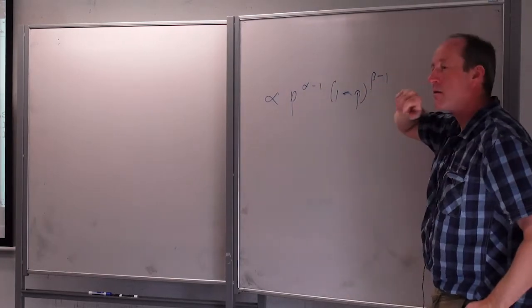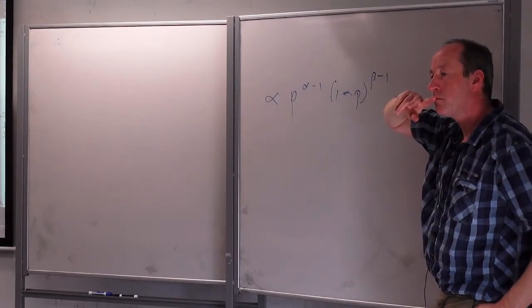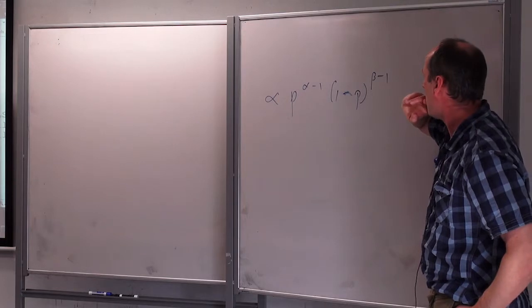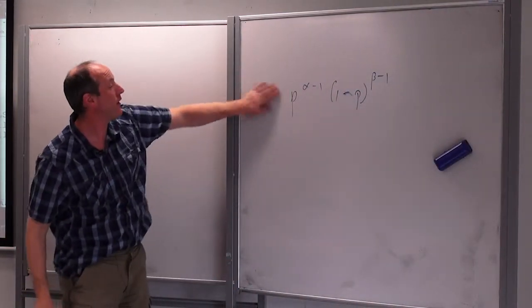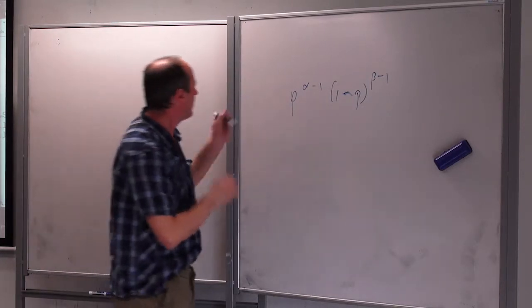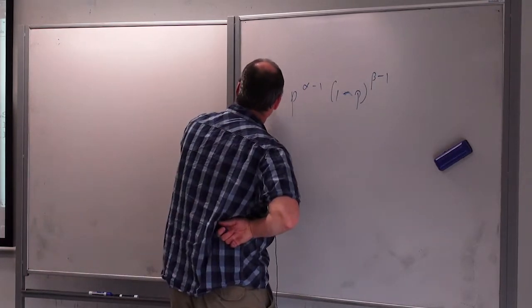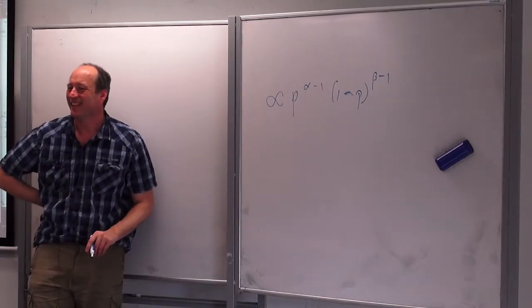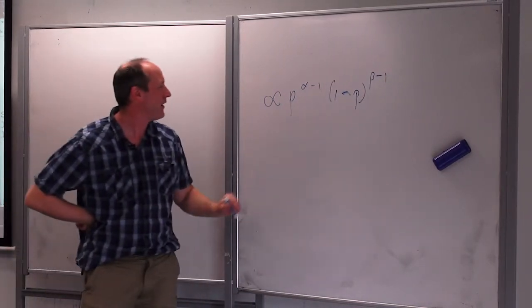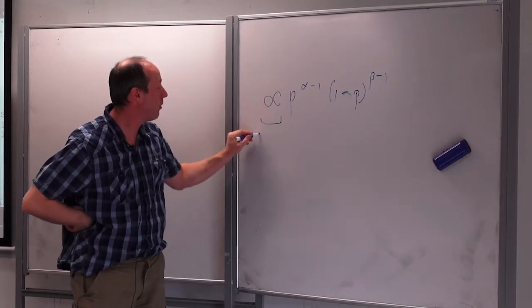How can you tell the difference between that proportional symbol and an alpha? Oh, that is a good point. The question was, it looks like an alpha. That is a very good point. Let me... Right. Yes, that is a very, very good point. This is proportional to.